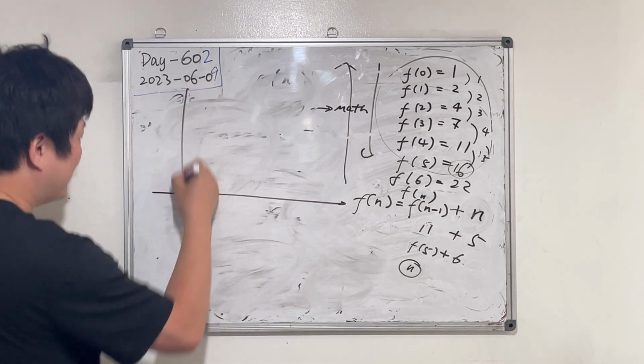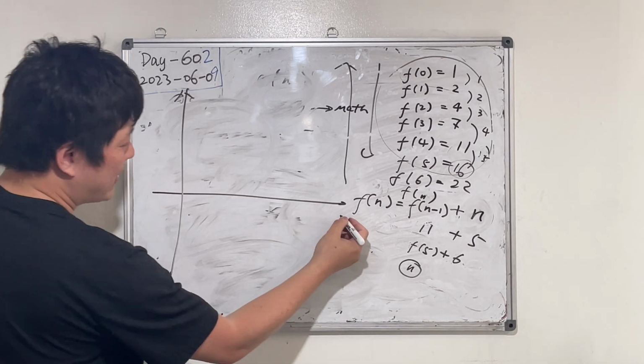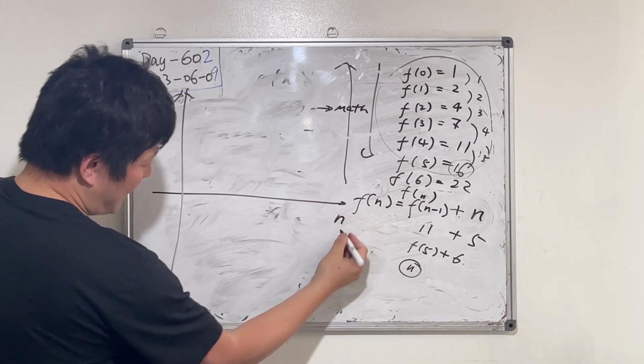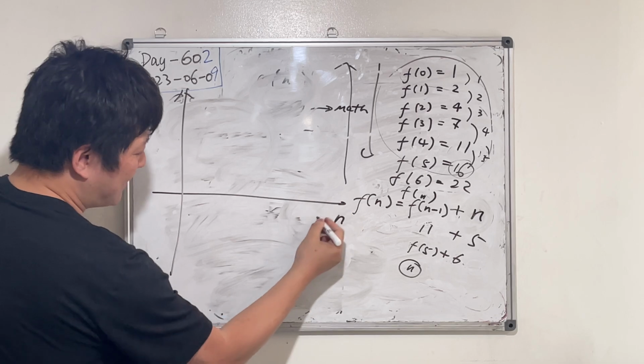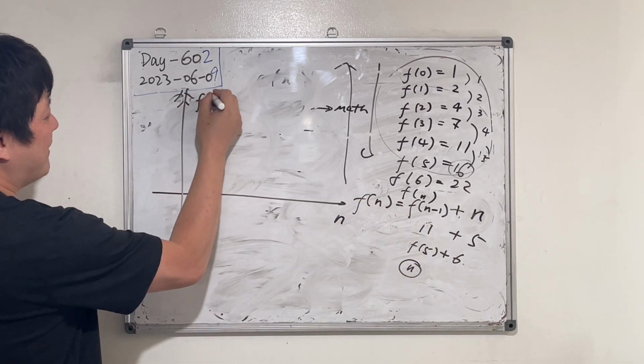So let's plot it. What do we call this? If we call this n, graph, yeah? Axis. This is n, and this is Fn. quadrant.